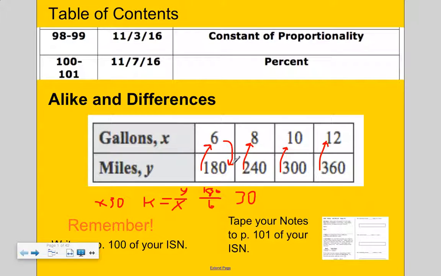That means, since I know 30, any gallon you give me, 15 gallons, 20 gallons, any gallon you give me, if I multiply it by 30, I will always get its miles. Like for example, if the gallon was 5, I multiply by 30, it'd be 150 miles. If the gallon was 12, I multiply by 30, that's 360 miles.